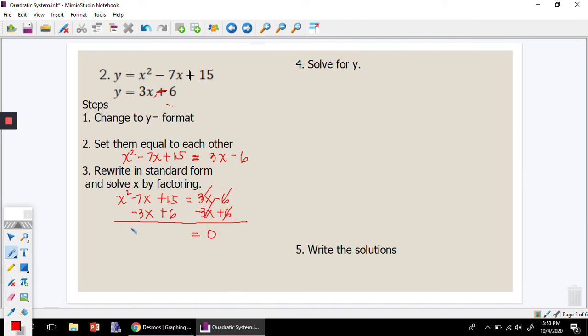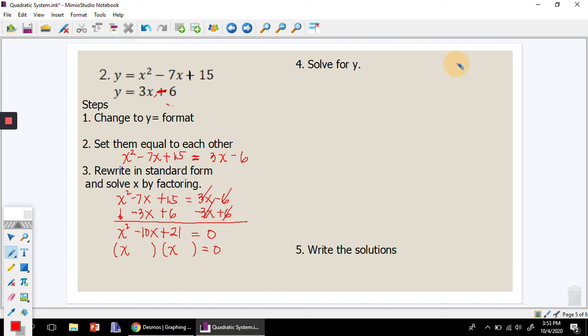So my left side will be, I will bring this down, so that is x squared minus 10x plus 21 equals 0. And then after writing in standard form, I'm going to solve by factoring. So I will factor this, right? So factor x squared, that is x times x. And then I will also factor 21.